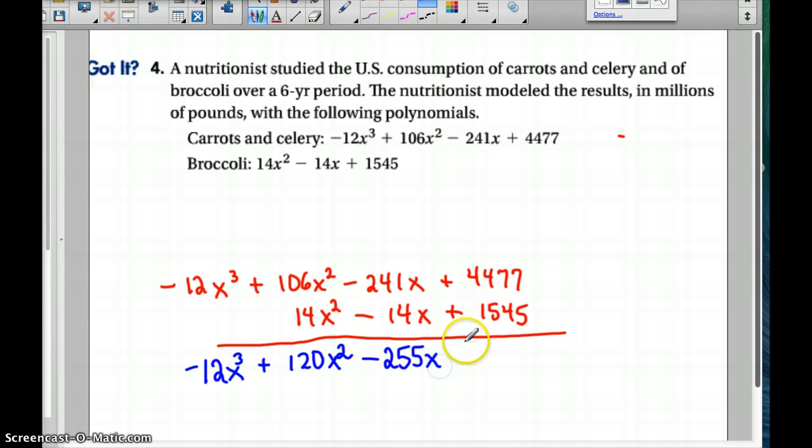255x. Remember, we just added the coefficients, which are the numbers in front of the variables of like terms. Finally, add the constants, and that's a total of 6,022.